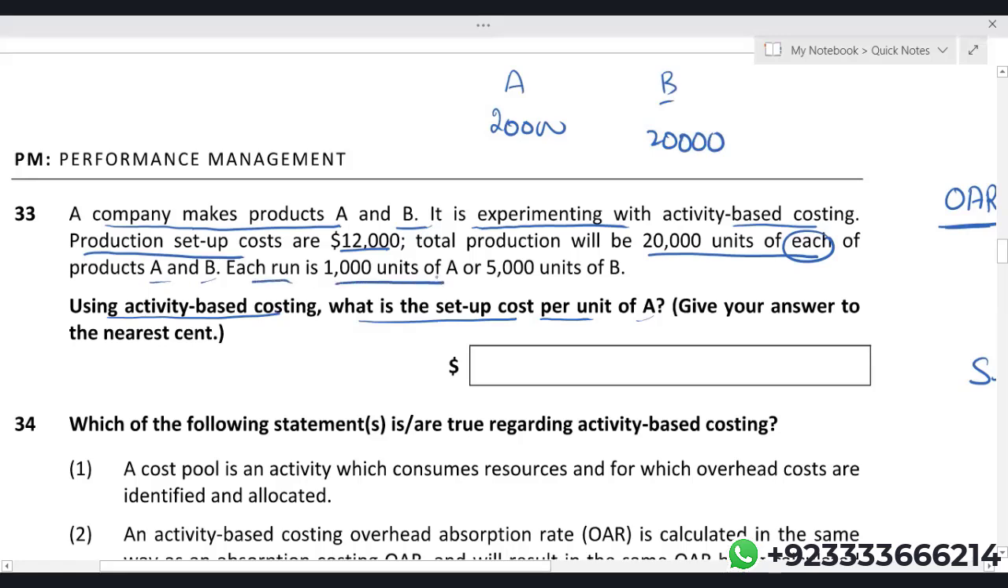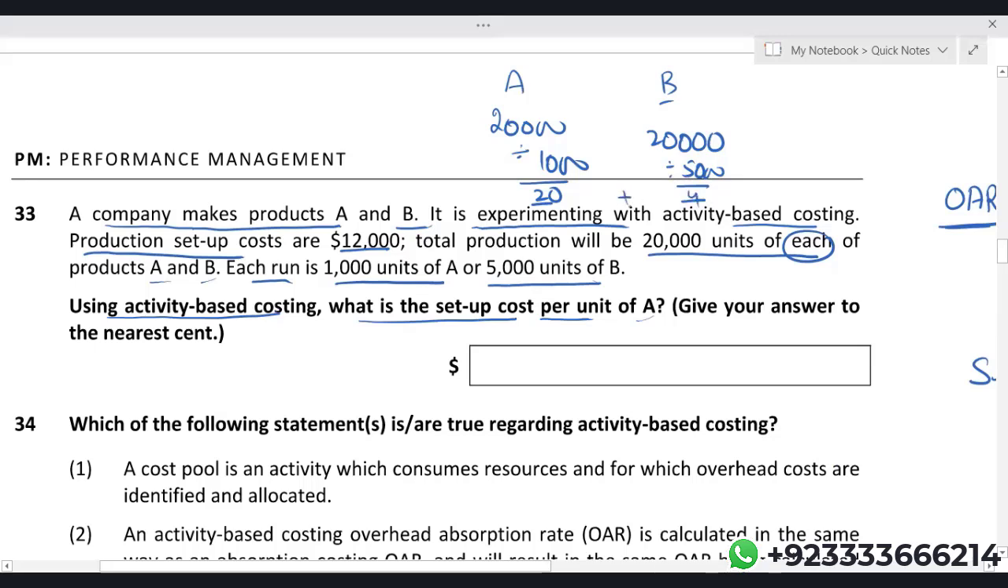Each run is 1,000 units of A, so in each run we make 1,000 units of A, and 5,000 units of B. It means that if I divide this with 1,000 and this with 5,000, I will get how many setups we need for product A and how many for product B. So let's do it. 20,000 divided by 1,000 gives us 20, because after each run you have to bear the setup cost. 20,000 divided by 5,000 gives us 4.